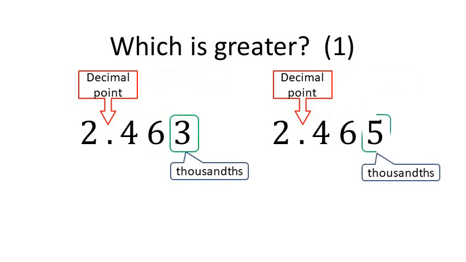2.463 has a digit 3 in the thousandths, and 2.465 has a digit 5 in the thousandths. Since 3 is less than 5, 2.463 is less than 2.465.